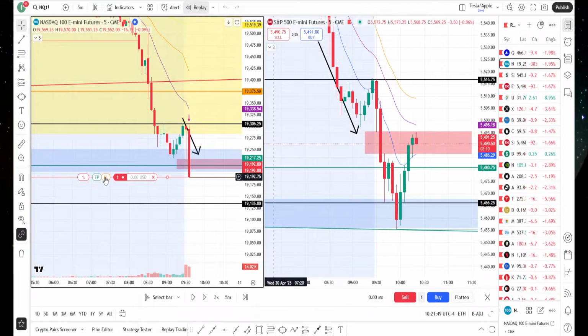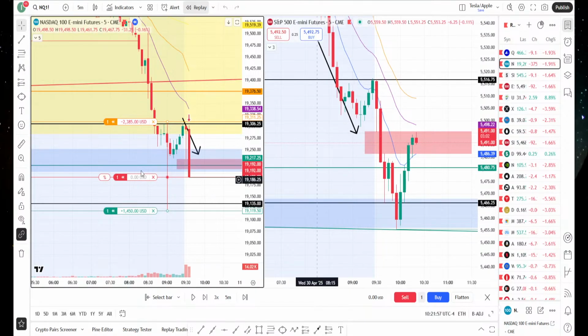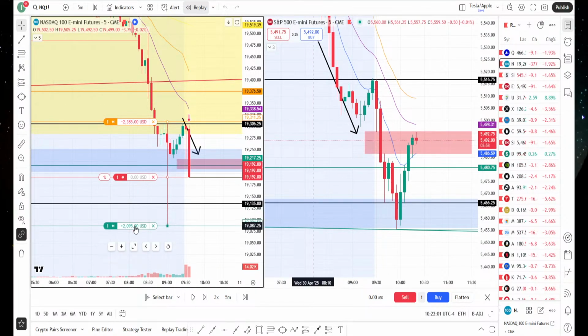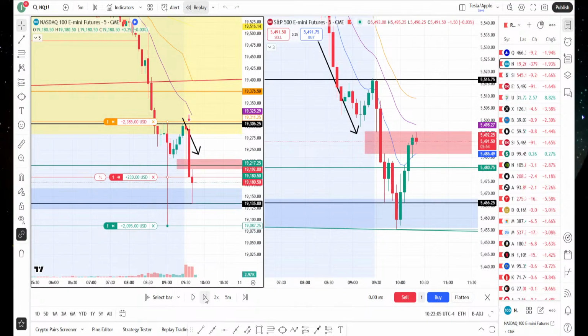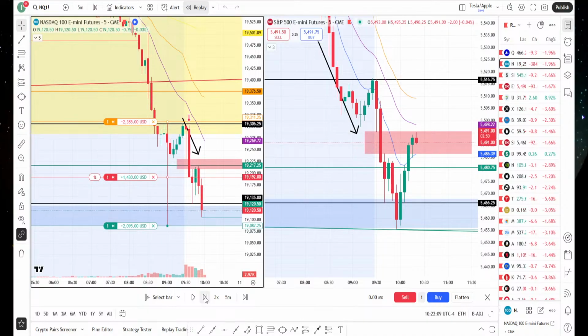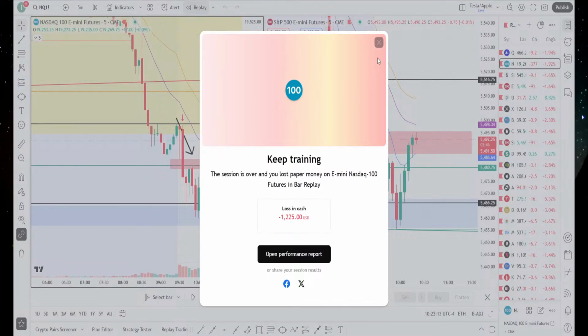Okay, I took a sell. I'm going to put my stop loss up here, and I'm going to put my take profit, let's say down here, right? 1 to 1, and then you just go candle by candle. Would I have made money on that trade, or would I have lost? I lost. Took a loss.